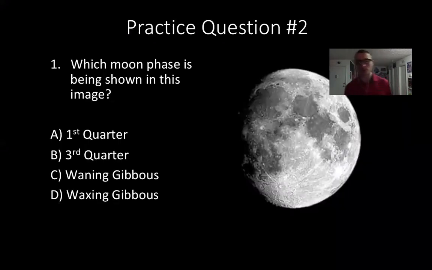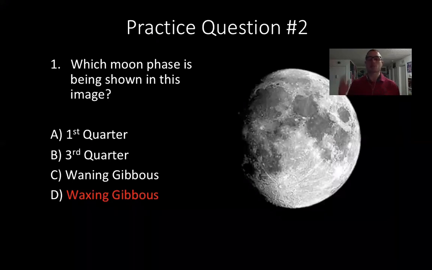Practice question number 2. So we just went over the moon phases. Which moon phase is being shown in this image? Is it A, first quarter, B, third quarter, C, waning gibbous, or D, waxing gibbous? Again, it's almost full, and it's got light on the right side. Think about what we just talked about. Use a chart if you don't know off the top of your head. The correct answer should be D, waxing gibbous. Bright on the right, it's going to be waxing. And if it's shaded on the right, it's going to be waning. So D is the right answer here. So think about, if it's getting brighter, what's probably the next phase of this waxing gibbous? That's correct. It's going to be a full moon.